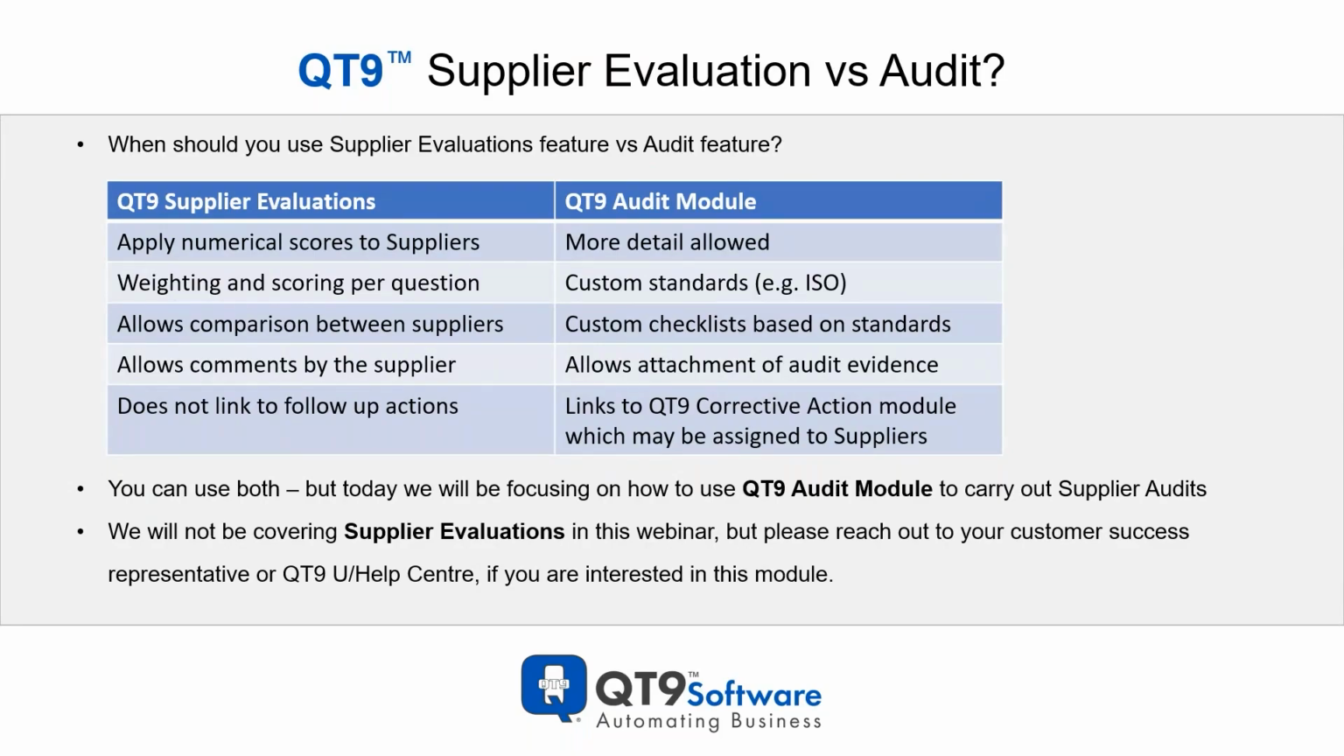So the audit module allows you to carry out a more detailed audit using custom standards and checklists, where you can turn findings into corrective action requests, which can in turn be assigned to suppliers. Suppliers may then respond to these corrective action requests via the supplier portal, and I will be demoing this today to show you how it works. You can, of course, use both, but today we'll be focusing on just the audit module. We will not be covering supplier evaluations in this webinar, but please reach out to your customer success rep or the help center or QT9U if you're interested in this module.